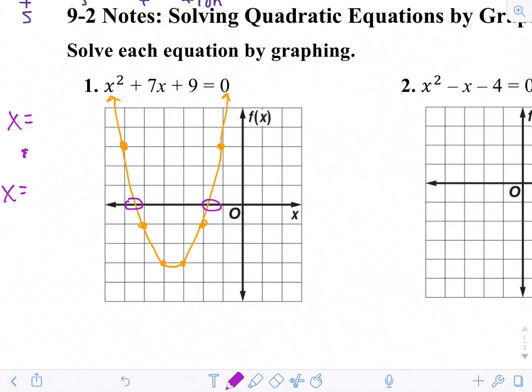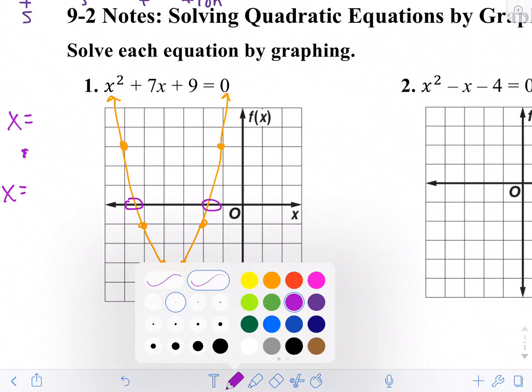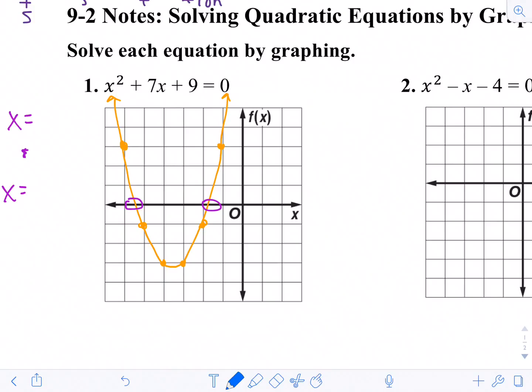So what you're going to do is hit graph. You should see your graph on your calculator. You hit second trace. Oh, sorry, I skipped a step. Second trace. There you go. And you want to do 0. First you're going to look at the first zero on the left side.